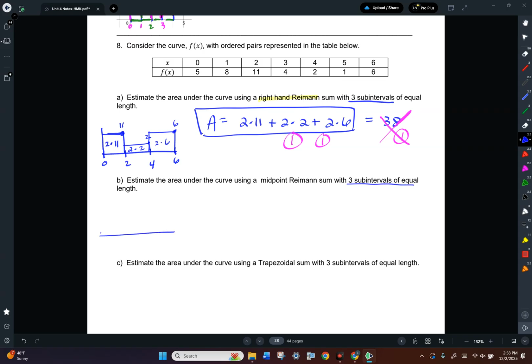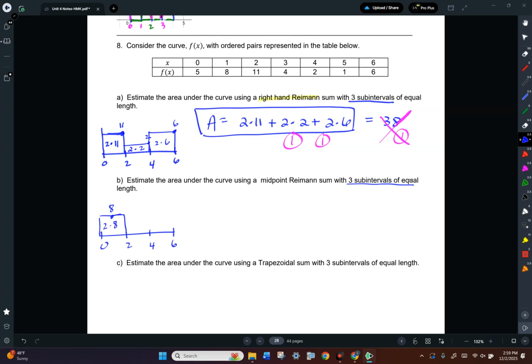All right, well, like we said, we're going from 0 to 6, because that's what the table does. If I have 3 equal intervals, they're still going to each be 2 units wide. But I'm going to use the midpoint to determine the height. So on my first interval from 0 to 2, the midpoint would be x equals 1. And at x equals 1, I have a height of 8. So that rectangle is going to be a height of 8. So that's a 2 by 8.